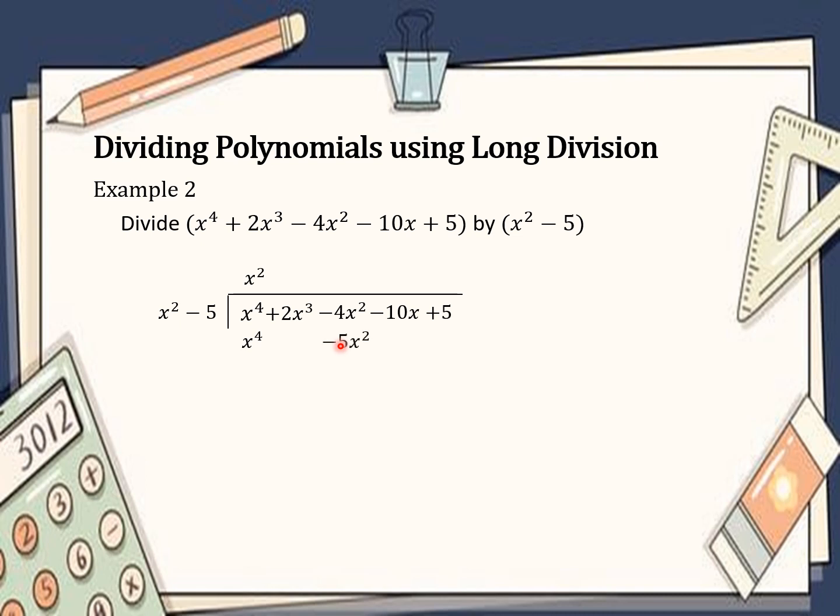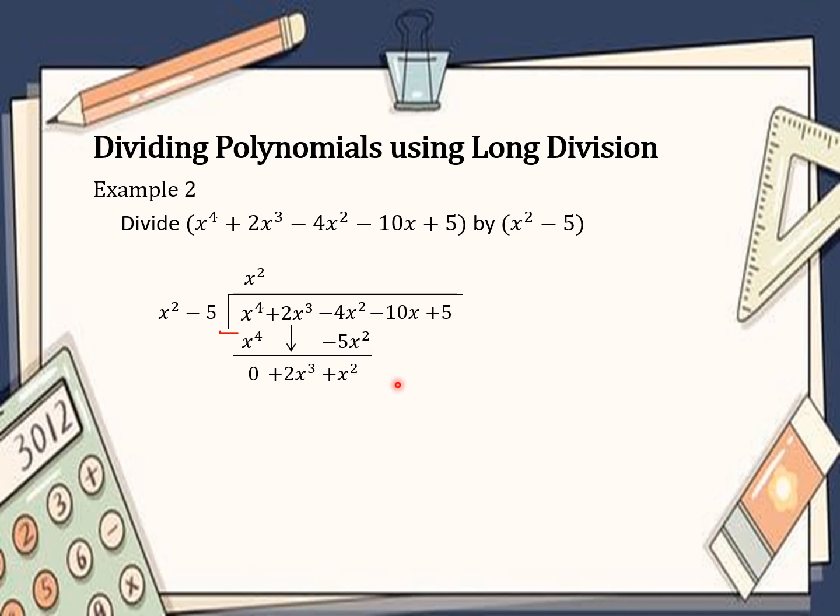So we will write here negative 5x squared. So what will be the next is to subtract. Okay, so that is x to the fourth minus x to the fourth is 0. Then what will you do with 2x cubed? We will just simply bring that down. And the negative 4x squared minus negative 5x squared is positive x squared.